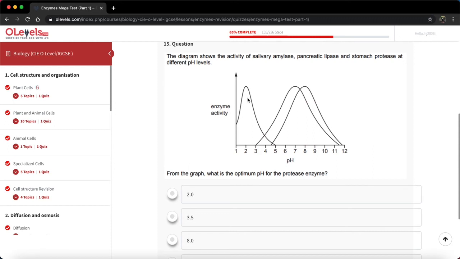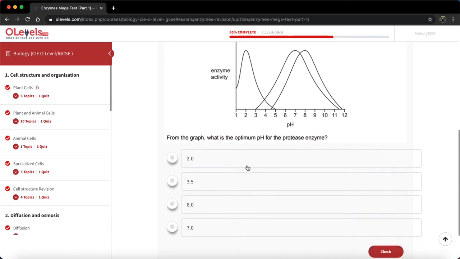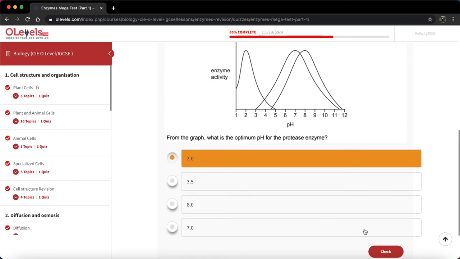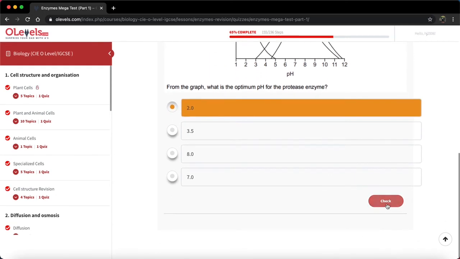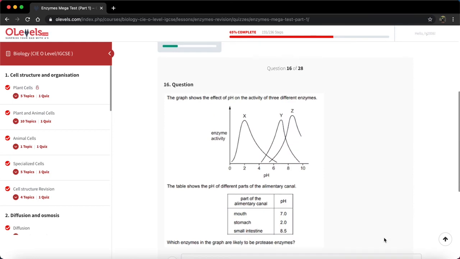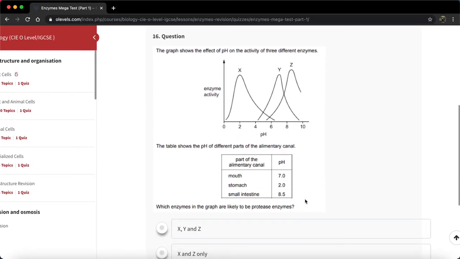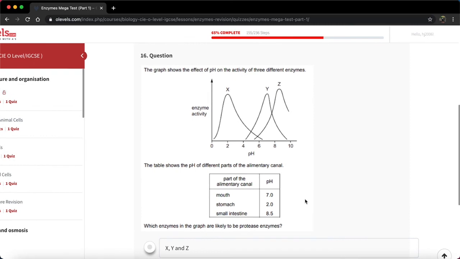Here it's the amylase, the protease. So protease is working well at 2. You can see that this is working at 2. They're perfectly working at pH 2. Right. The graph shows the effect of pH on the activity of 3 different enzymes. The table shows the pH in different parts of the alimentary canal.